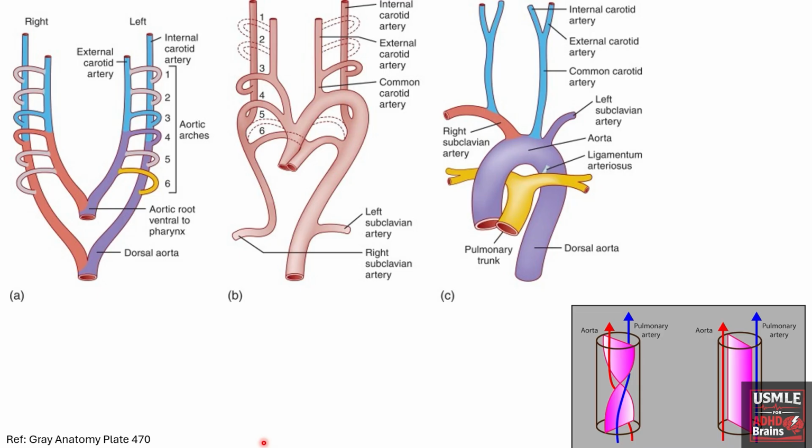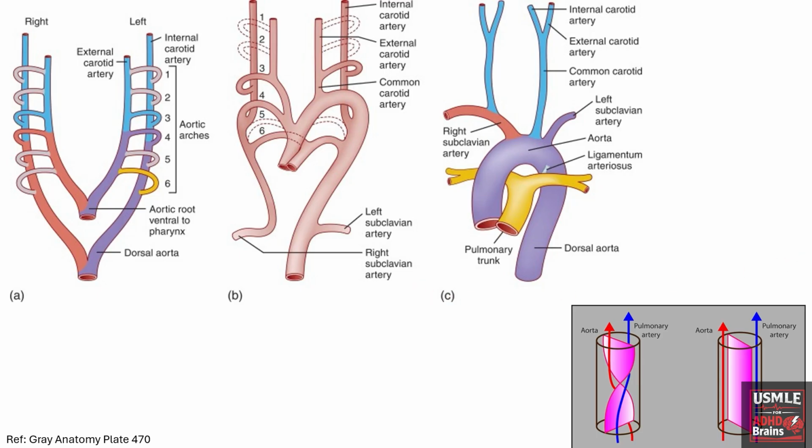rotation. If neural crest migration or septal formation is abnormal, major conotruncal defects can result, including persistent truncus arteriosus, transposition of the great arteries, and tetralogy of Fallot. So this step is essential for connecting each ventricle to the correct great vessel.